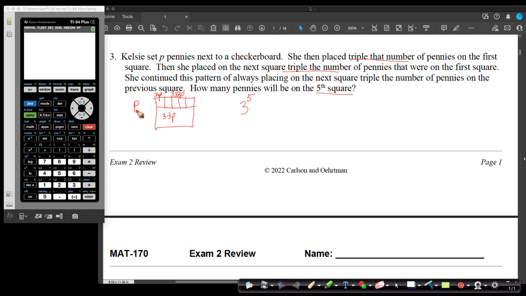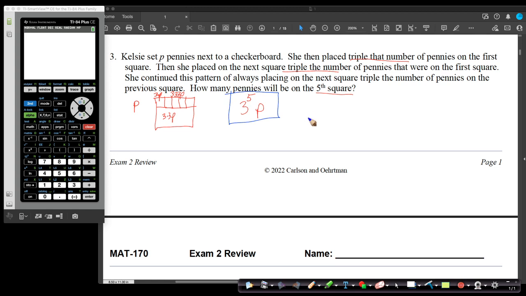square. And what are we multiplying by? If you're going to triple something, you multiply by that item. So P, however many pennies she started with, she's now got 3 to the 5th times whatever she started with. That's how many pennies will be there. Now we don't know the number because we don't know what P is, right? They never gave us that. But what we can say is this is how many pennies will be there.